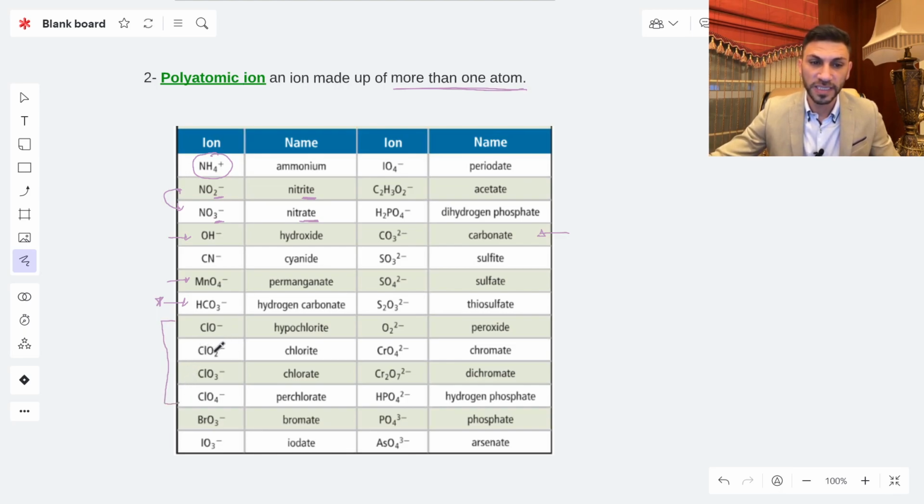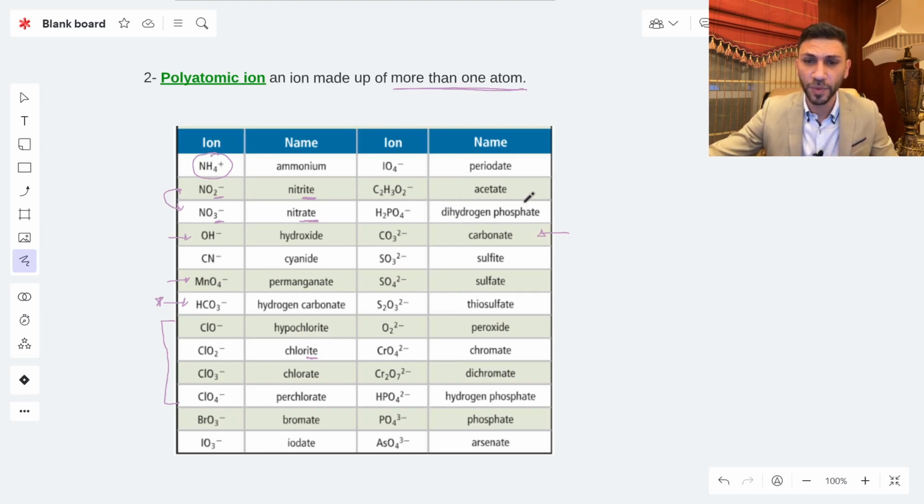We have ClO2 negative, just like the NO2 negative. It's chlorite, ITE. And the ClO3 negative, just like the NO3 negative. This one is nitrate, this one is chlorate. But the one before, ClO negative, we call it hypochlorite. And the one after ClO3 negative, we call it perchlorate. So we have hypochlorite, chlorite, chlorate, perchlorate.